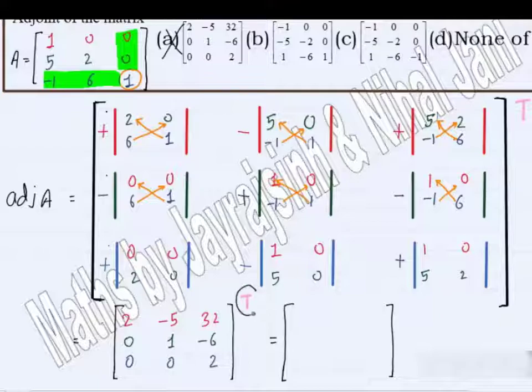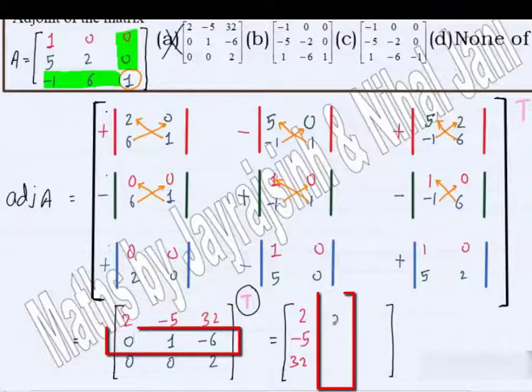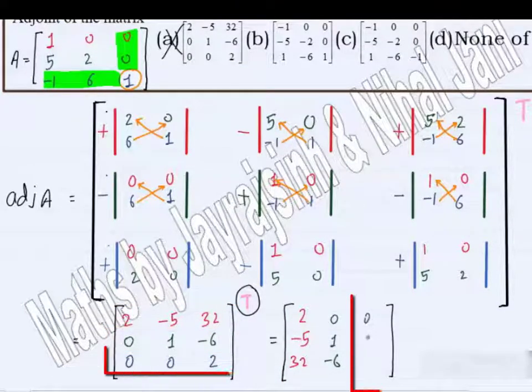Don't forget to take the transpose. So your first row, which is 2, minus 5, 32, will be your first column. Then the second row will become your second column, and the last row will become your last column. So your correct answer is 2, 0, 0, minus 5, 1, 0, 32, minus 6 and 2, which is none of these options. Tada!